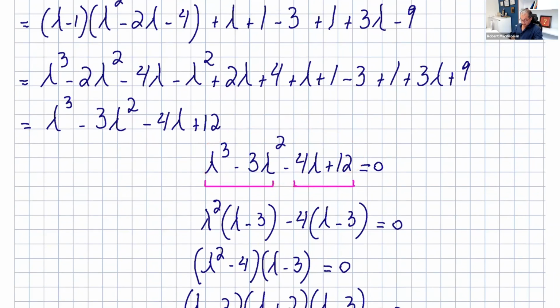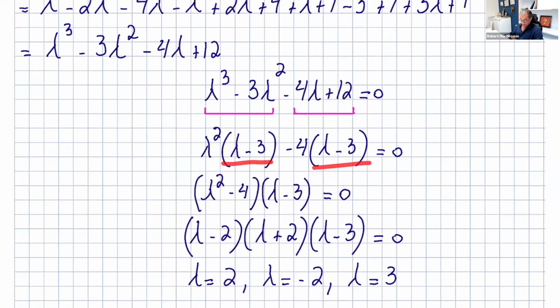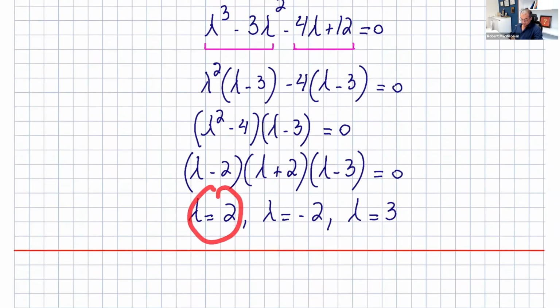Now, how do you solve this? This is a good one because you can solve it by factoring, and I factored it by grouping. It's pretty straightforward. The greatest common factor is lambda squared times lambda minus 3, minus, then you take the 4 out, times lambda minus 3 again, which is a common factor. So you get lambda squared minus 4 times lambda minus 3, and you can factor lambda squared minus 4. Finally you set every single factor equal to 0, and you get those values.